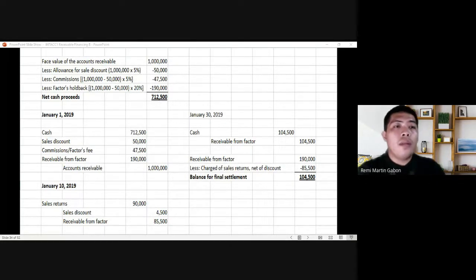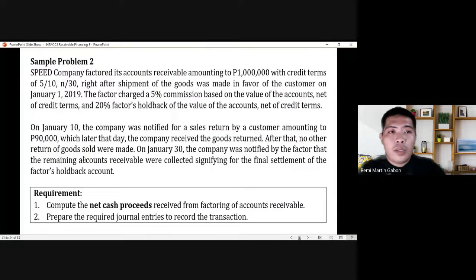Take note that there is a corresponding sales discount. Immediately after the sale, no collections happened. So therefore, no sales discount had been availed. Because there is a sales return on January 10, which is still within the discount period, because it says here there is a 5% cash discount within 10 days.